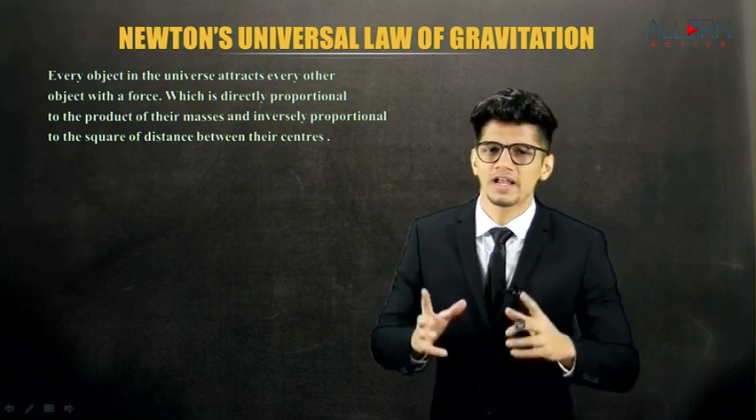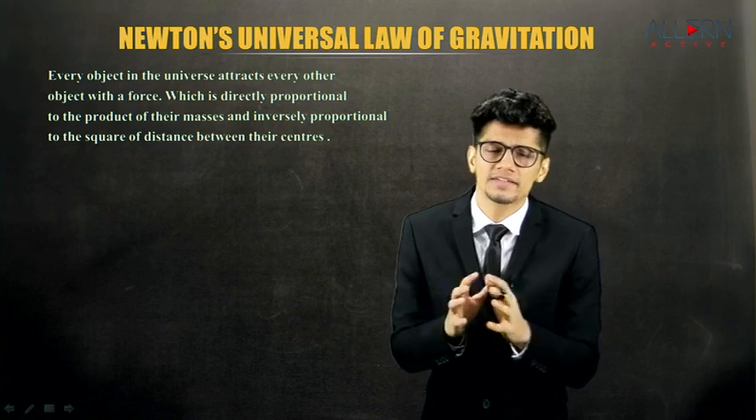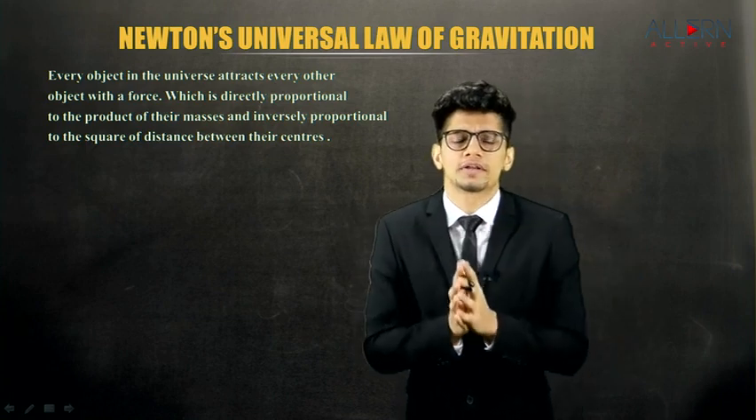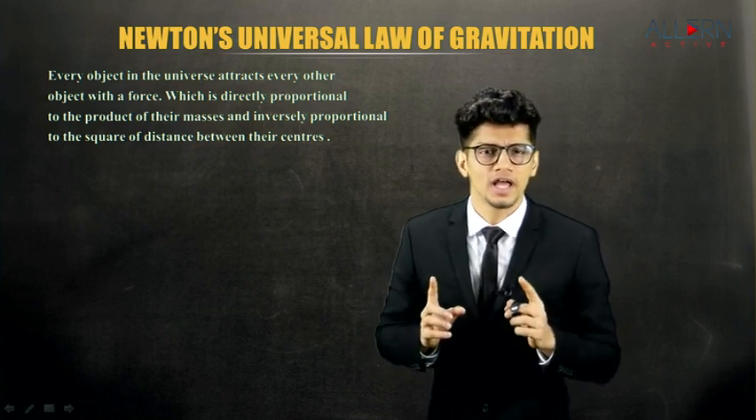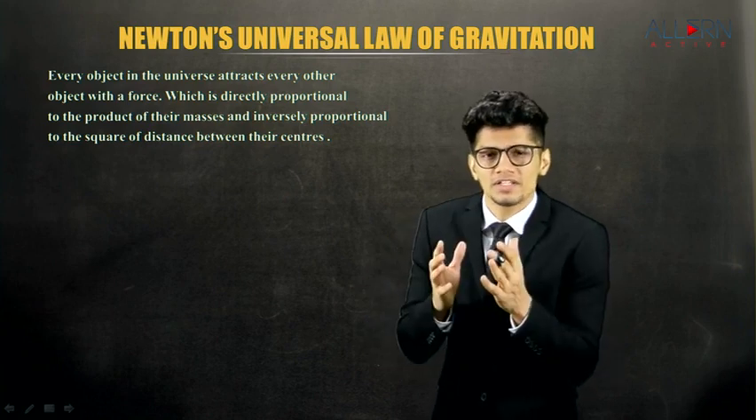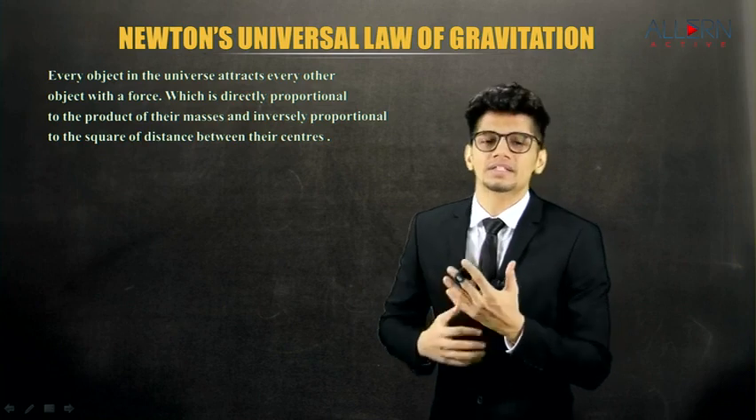This is strange, right? If this was supposed to happen, that every object attracts every other object, then all the objects would be very close to each other, right? But does this happen? No, right? That means, is this statement incorrect? No. We have understood only the first half of the statement. Let us see how to understand this statement.